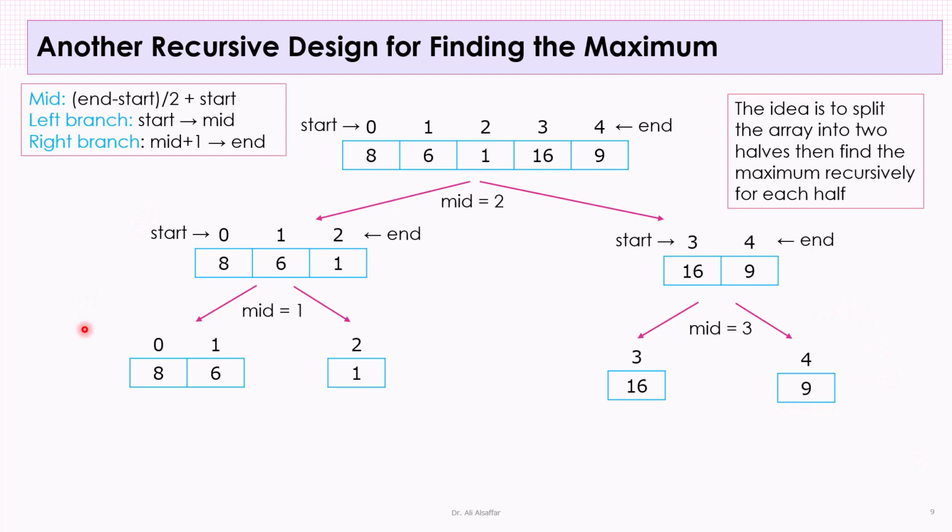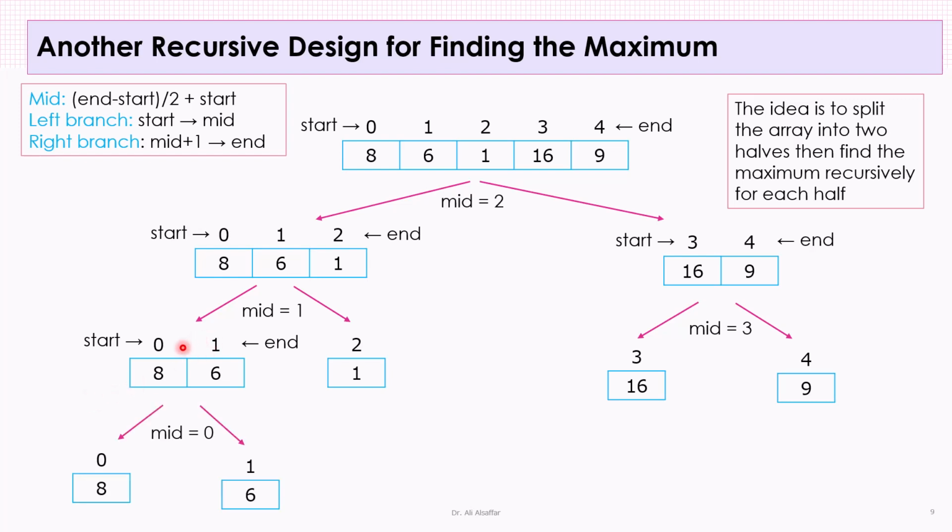Now on the left branch, still we have an array that needs to be split, and this is the half that needs to be split into two halves. The value of start is equal to 0 and the value of end is equal to 1. So we are going to find the middle index as 1 minus 0 is 1, divided by 2 is equal to 0, because we are dividing integer over integer, and 0 plus start, which is 0, the answer is 0. So the middle index is equal to 0.